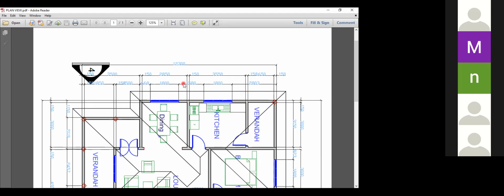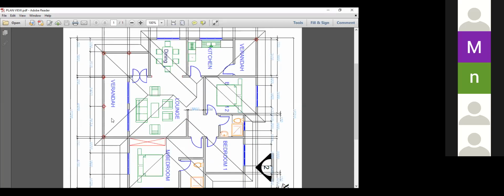Okay, now we need to note that for you to be able to do this, you need to be able to know how to read a plan. You need to be able to look at this plan, understand it, analyze it well, and you will be able to take off. Without being able to understand your plan, you cannot take off.